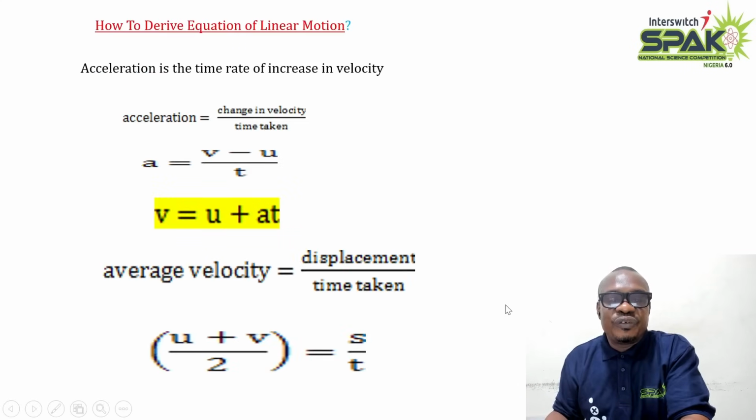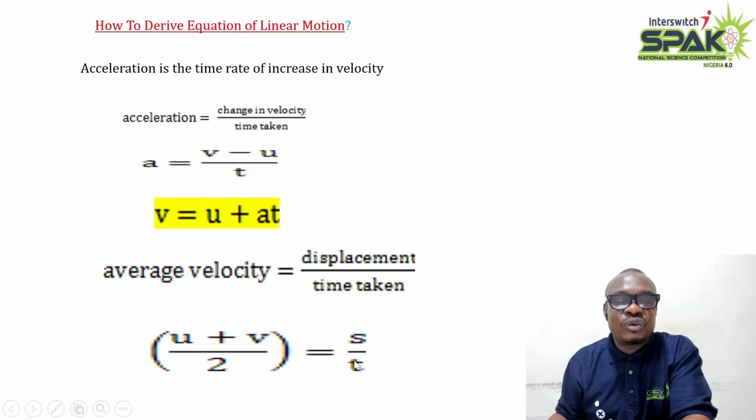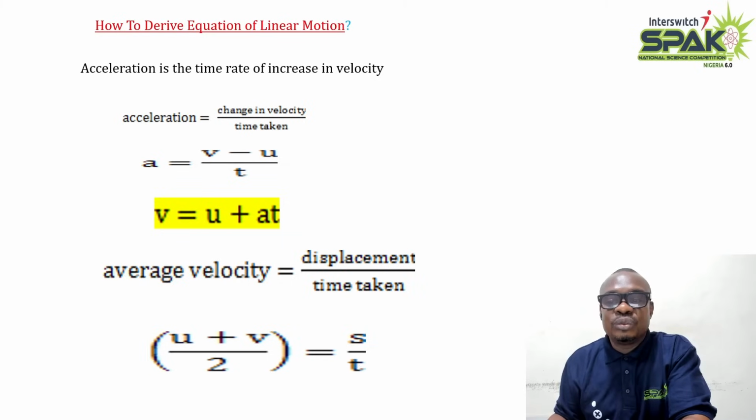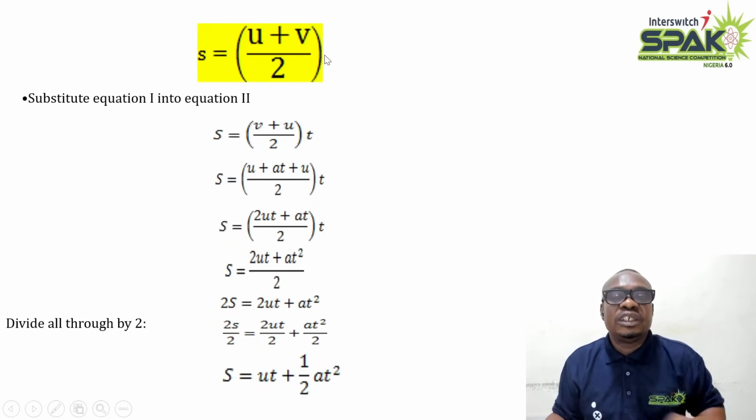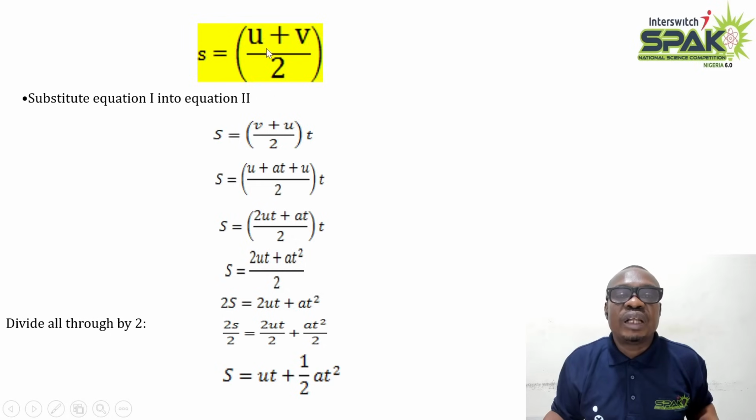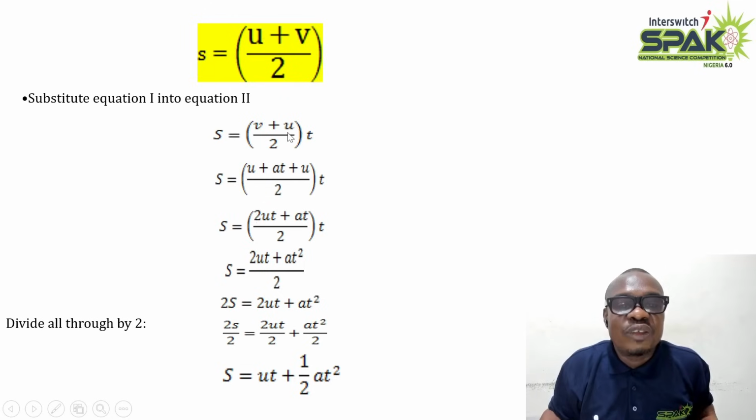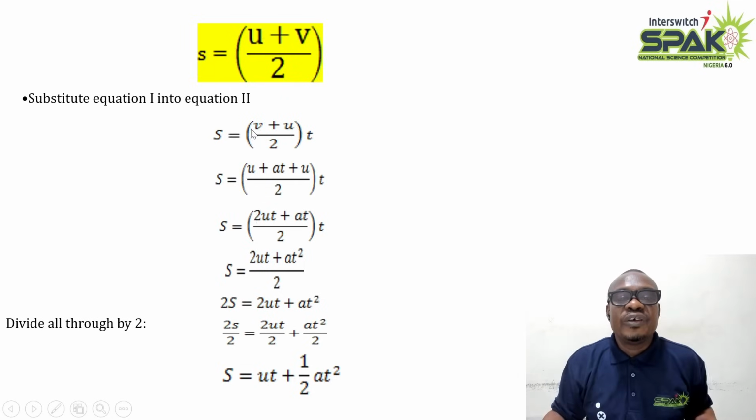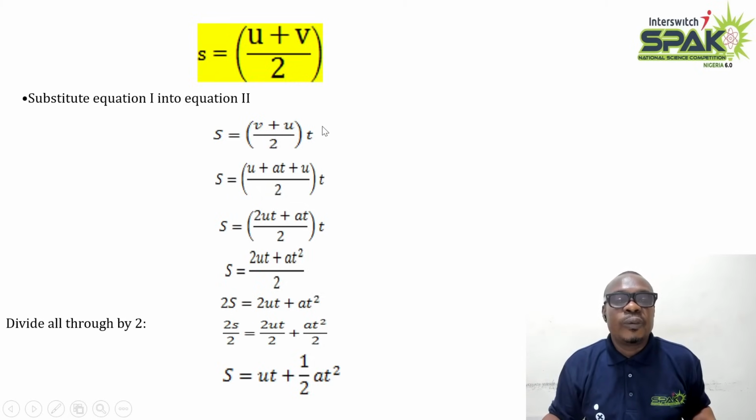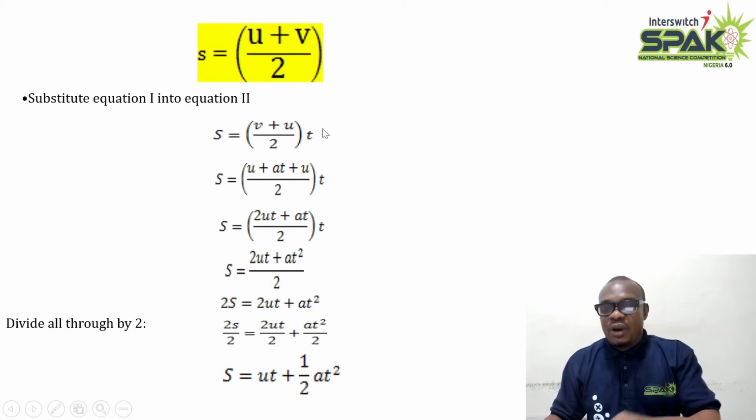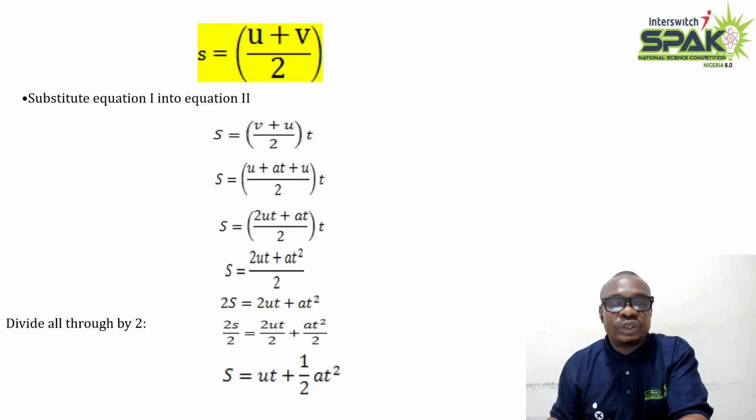So when you make s the subject of the formula, of course you are going to have s equal to (u plus v) over 2, all into bracket t. Okay, my t is missing here. s equal to (u plus v) over 2 into t. Okay, that's what I have here. s equal to (v plus u) all over 2 into t. So now, how then can we obtain the next equation?